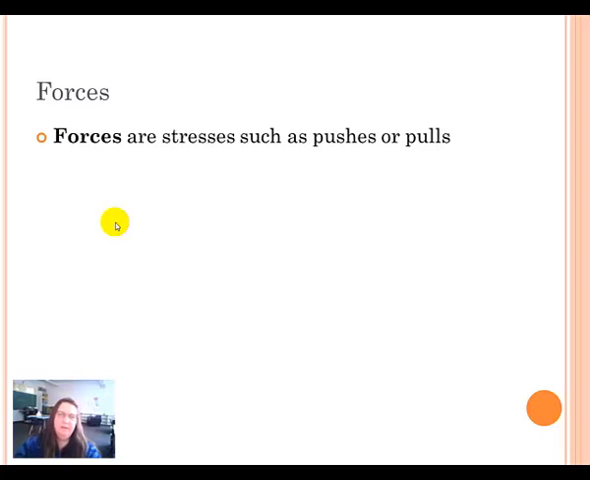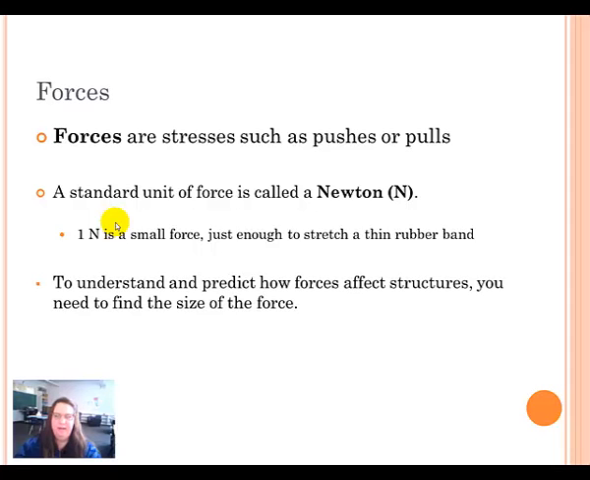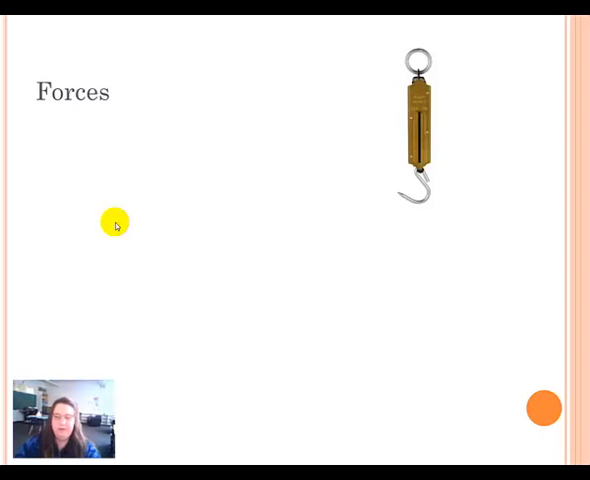The next thing we're going to talk about is forces. Forces are defined as stresses such as pushes or pulls. A standard unit of force is called a newton. 1 newton is a very small force. It's just enough to stretch a thin rubber band. To understand and predict how forces affect structures, you need to find the size of the force. You need to measure it.